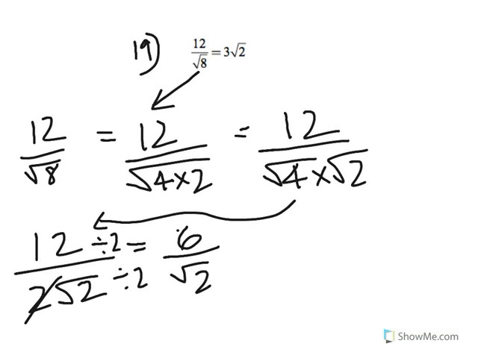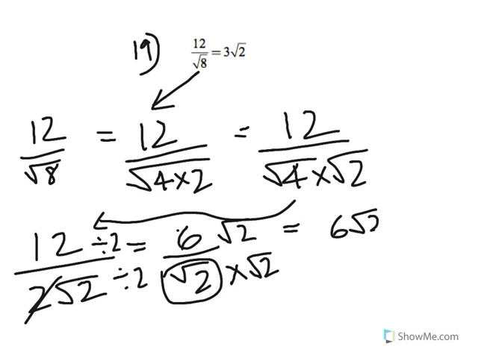Now we're going to rationalize the denominator. Rationalizing means we don't leave a surd in the denominator; we make it a number. How do we do this? We multiply both the numerator and denominator by root 2 to get rid of the square root sign. What is 6 times root 2? It's just 6 root 2. And what is root 2 times root 2? It's nothing but 2. This way we've rationalized the denominator.